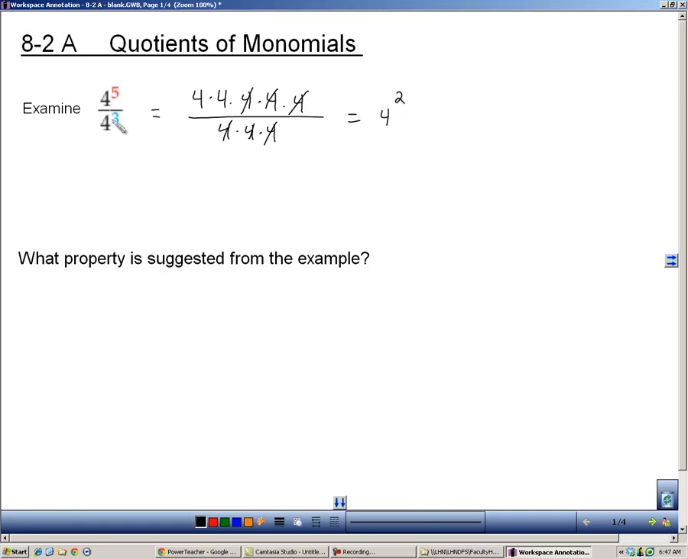So if we look at the original fraction and we look at what it ends up becoming, we might get a sense that this suggests a certain property: when you take the exponents that are being divided, you need to subtract them. And that is called the quotient of powers. And here's what the rule looks like in general. When you have two bases that are the same and you divide them, you subtract the exponents and you leave the base just the way it is. That's the quotient of powers rule.